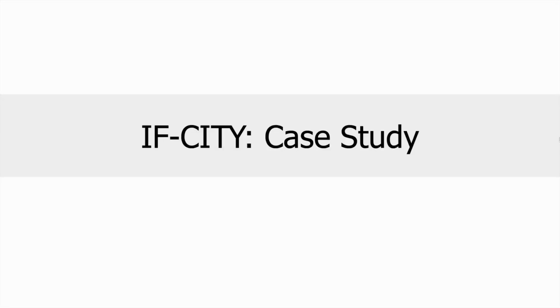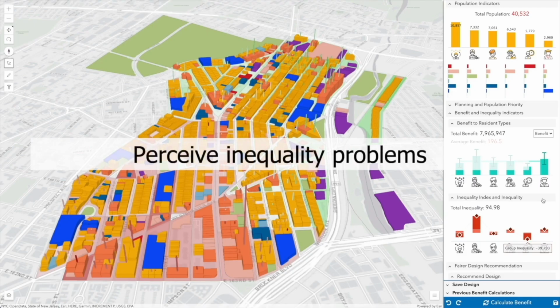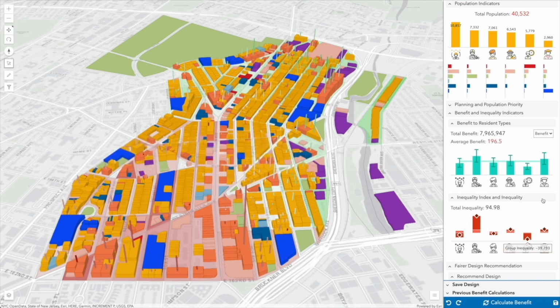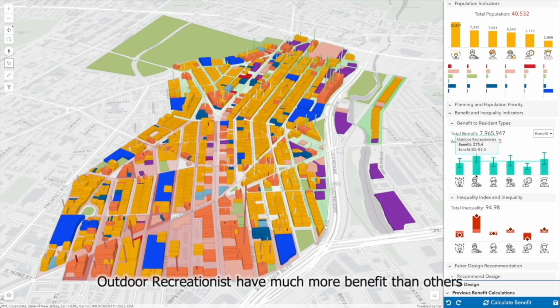Now we present a synthetic case study of the neighborhood of Southern Boulevard in New York City. We can perceive inequality problems by looking at the indicator charts. We can see office workers, general consumers, and cultural consumers were relatively disadvantaged.